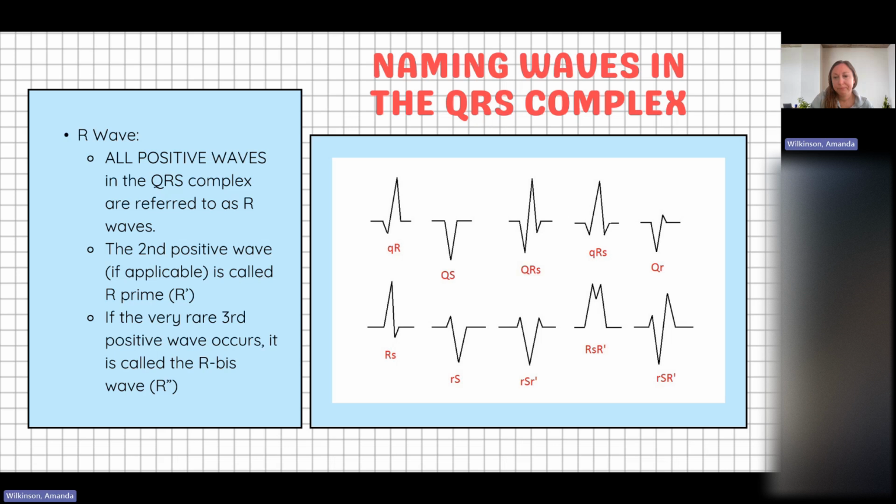So here's how we name positive deflections on the QRS complex. Again, any positive wave in the complex is called the R wave. If there's a second positive deflection, which we sometimes see in conditions like bundle branch blocks, we call it an R prime, written as an uppercase R with a hash beside it. And although it's rare, if there's a third positive deflection, it is called an R bis wave or an R double prime, which is written as an R with two hashes beside it. This consistent naming helps us again describe our complex waveforms.